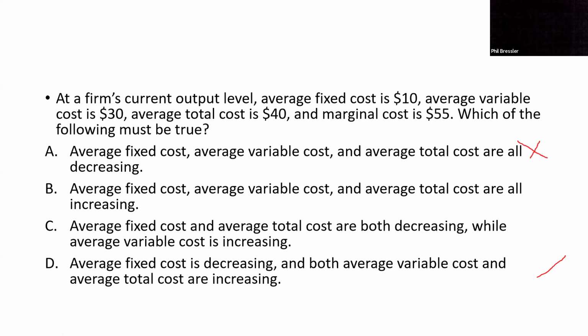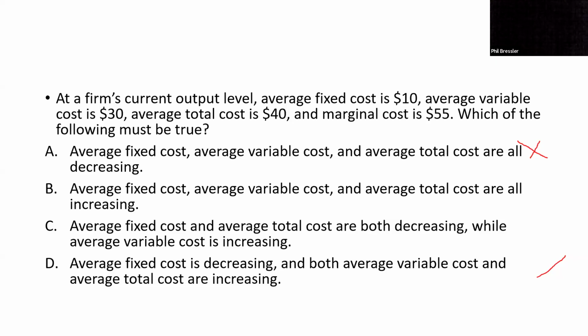Average fixed cost is always decreasing because fixed cost stays solid. So if fixed cost is 50, 50 times 1 unit is 50, 50 divided by 2 is 25, 50 divided by 3. So average fixed cost always goes down.